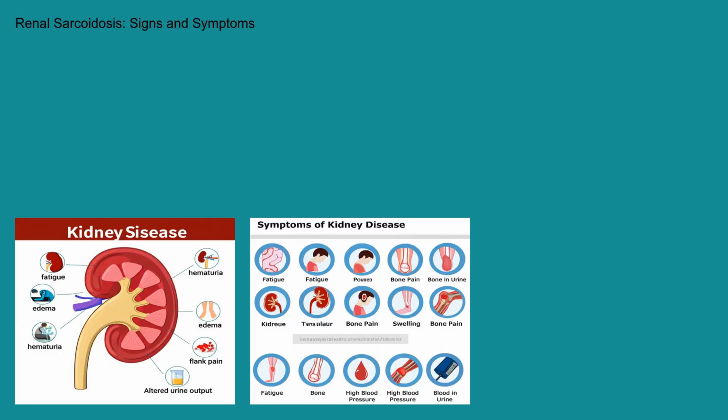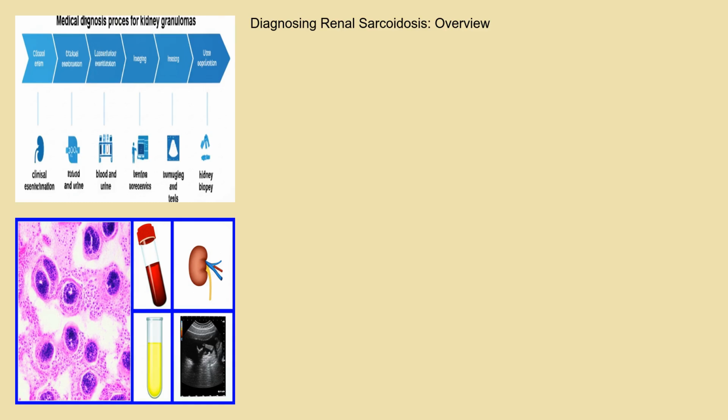Many patients may be asymptomatic, especially in the early stages. When symptoms do occur, they may include fatigue, bone pain, increased thirst, and urination, which results from hypercalcemia. As kidney function declines, symptoms like swelling in the legs and ankles, edema, high blood pressure, and changes in urine output may become apparent. In some cases, patients might experience flank pain or hematuria, blood in the urine, but these are less common.